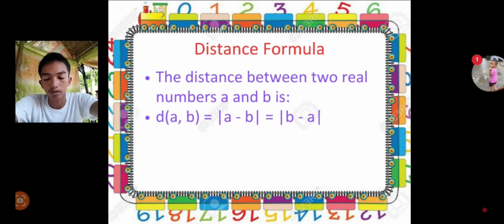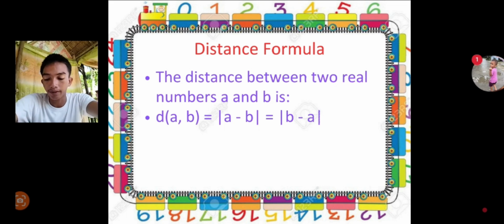Second example, the distance between 7 and 2. The absolute value of 7 minus 2 is equal to the absolute value of 5, so equal to 5, because 5 is already positive, while in the first example it was negative.